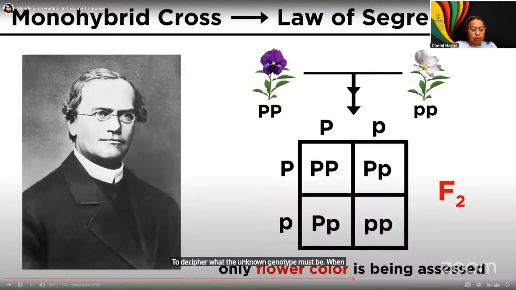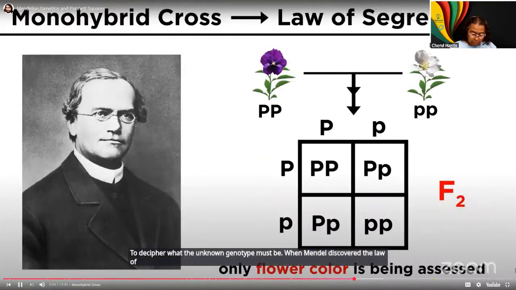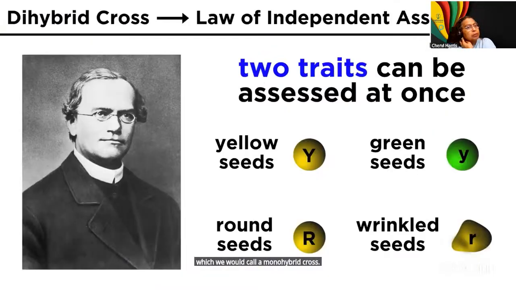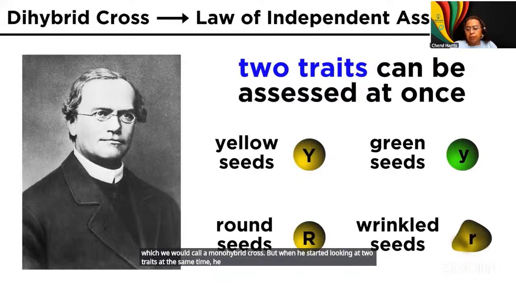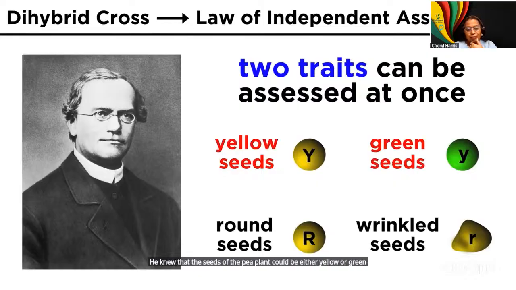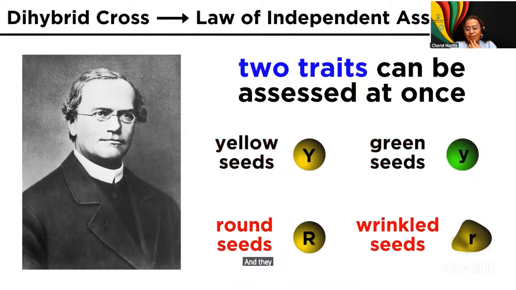When Mendel discovered the law of segregation, he was looking at one trait at a time, which we would call a monohybrid cross. But when he started looking at 2 traits at the same time, he discovered the law of independent assortment. He knew that the seeds of the pea plant could be either yellow or green, with yellow being dominant, and they could either be round or wrinkled, with round being dominant.